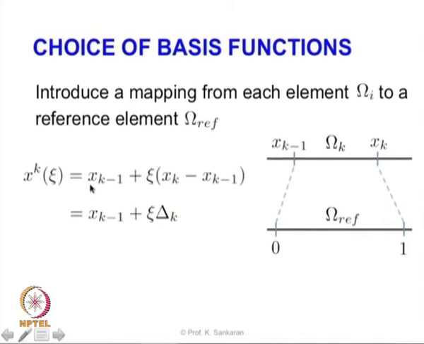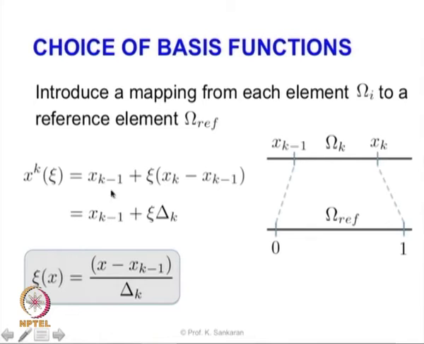So similarly, if we do the arithmetic and if we assume that the length of each of these elements is given as delta k, we can write the expression and get the unique value for the eta of x. So eta of x is nothing but the value of x that we are interested in inside each of these elements, and these are mapped to the reference elements.